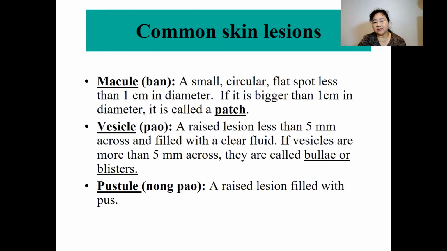The second one is vesicle, which Chinese call pao. A vesicle is a raised lesion less than 5 millimeters across and filled with clear liquid. If vesicles are more than 5 millimeters across, they are called bulla or blisters. A pustule, which we call nongpao, is a raised lesion filled with pus.